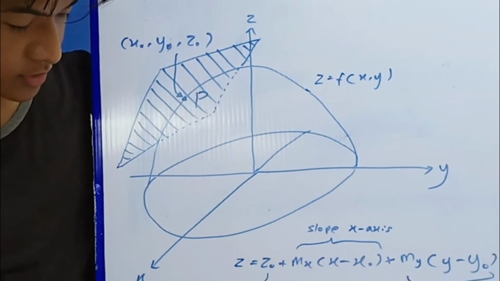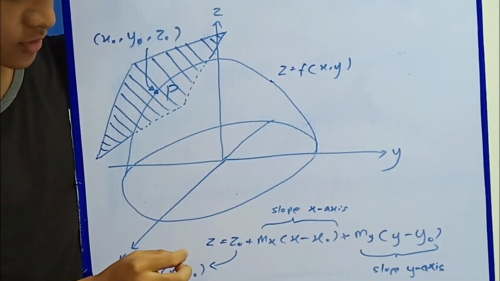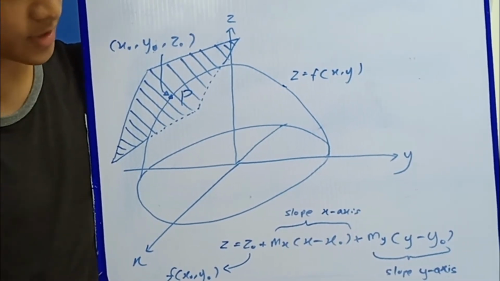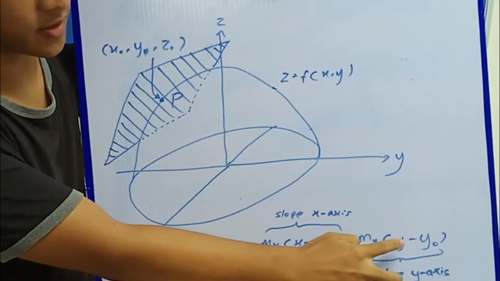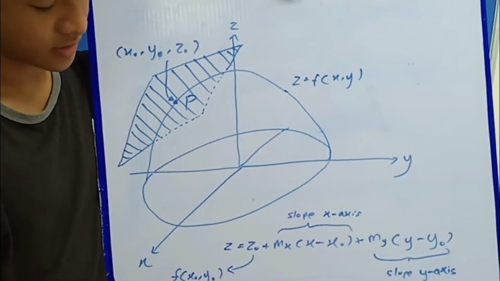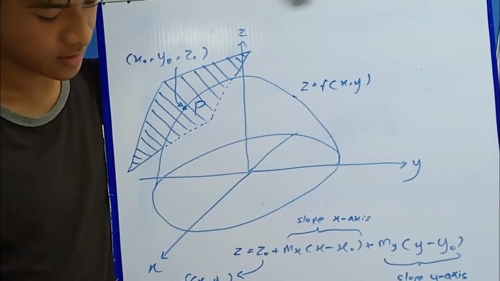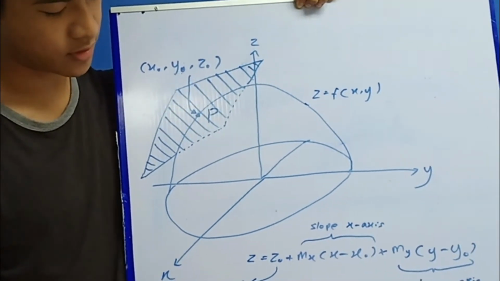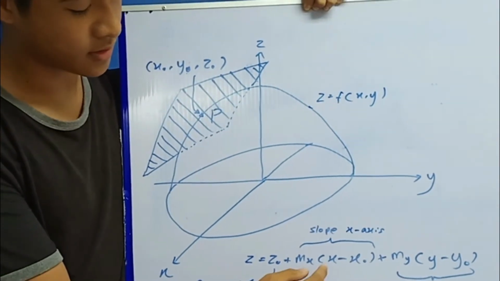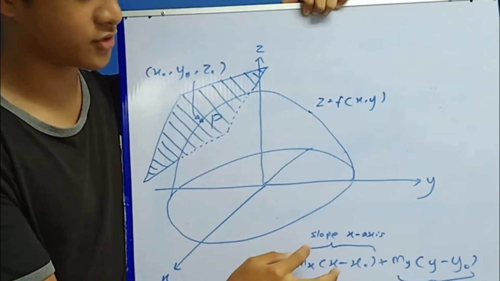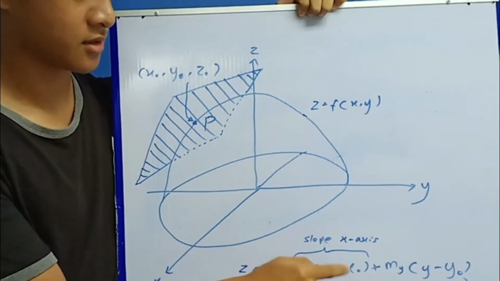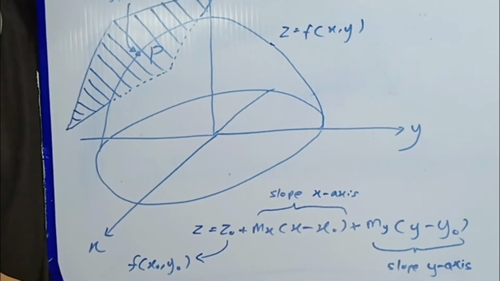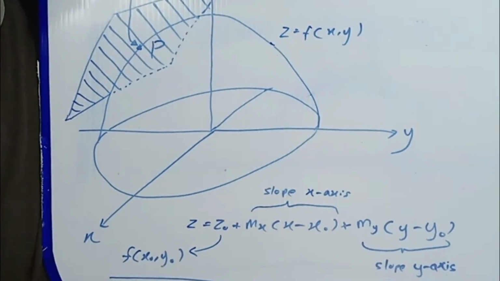For the formula, z equals z naught plus m_x times (x minus x naught) plus m_y times (y minus y naught). Here z naught is approximately the same as f(x naught, y naught). The term m_x times (x minus x naught) is the slope along the x-axis, and m_y times (y minus y naught) is the slope along the y-axis.